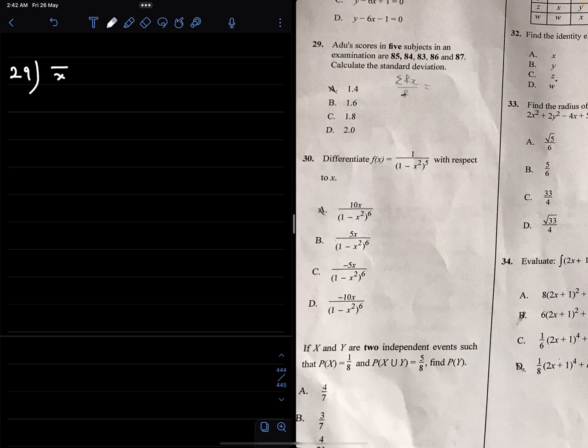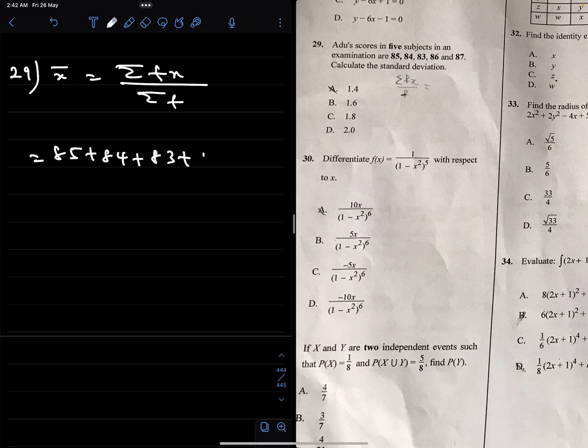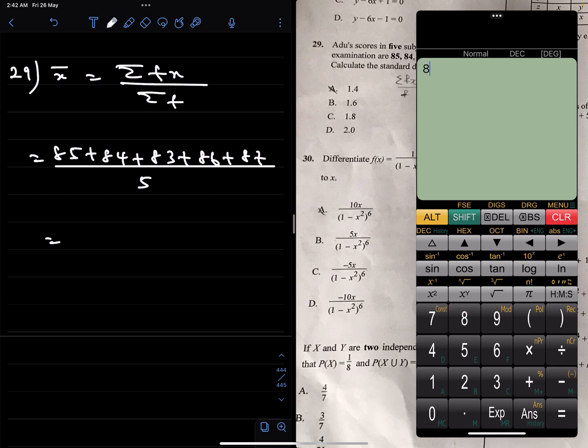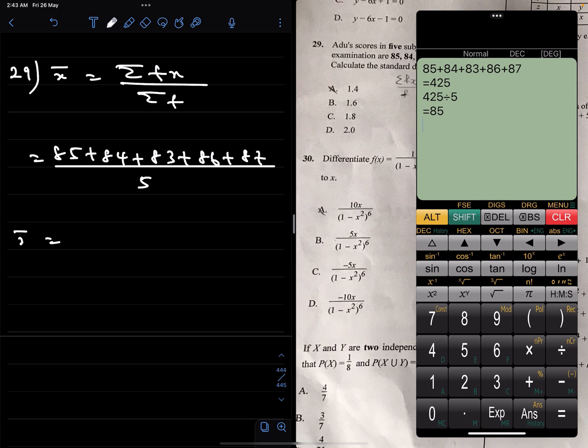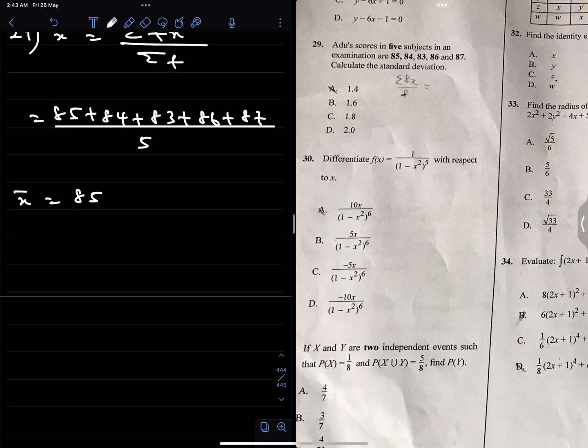Calculate the standard deviation. First of all, I need to find the mean. Mean is summation fx over summation f, and that's equal to 85 plus 84 plus 83 plus 86 plus 87 all over 5, and that's equal to 425 divided by 5. That's 85. So the mean is 85.